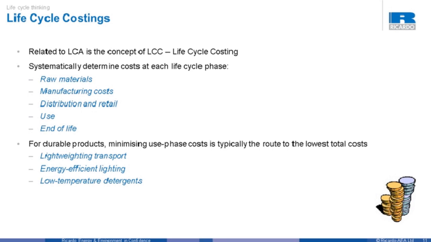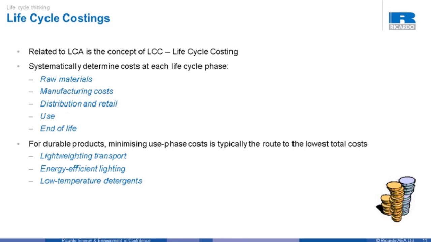For durable products, expected to be made once but used many times, it's unsurprising that minimizing the use phase costs is key, which once again supports P&G's move to low temperature detergents. We've also seen life cycle cost arguments used to justify the higher retail price of energy efficient bulbs such as LEDs.